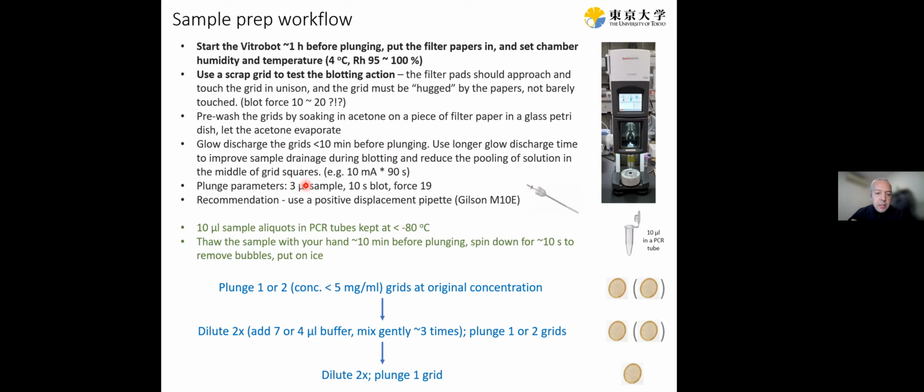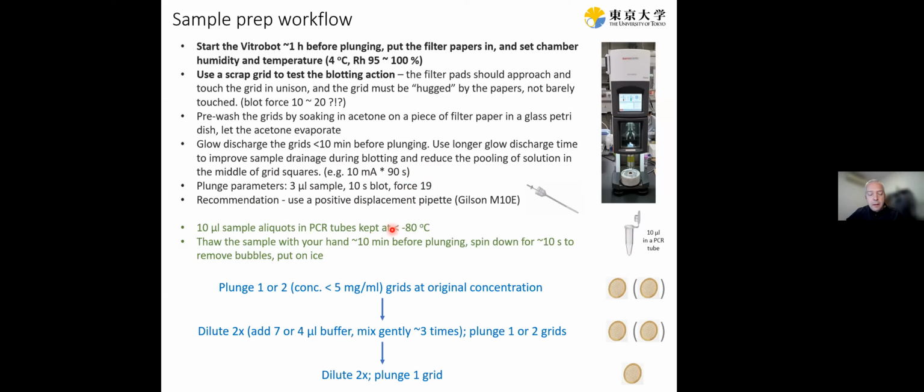I always use the same sample volume, the same blotting time, and the same blotting force. This is very much dependent on the machine, the Vitrobot machine you have, or if you have a different plunger. So the blotting force is the thing you have to find what works for you. But once I had these parameters set, I don't touch them. The only thing I touched with the highly optimized samples that Patrick's people are sending is the concentration.